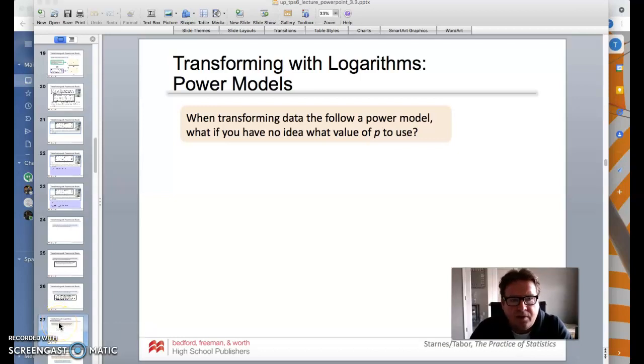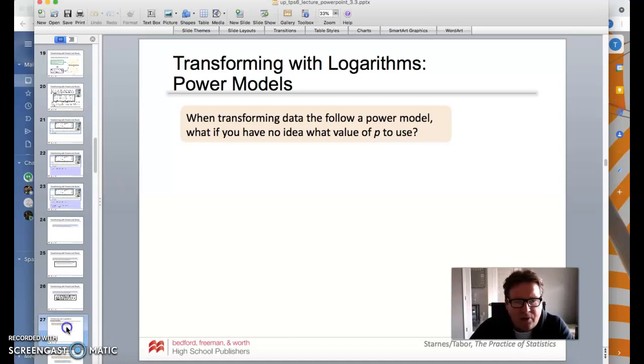All right, we're back here for the second part of 3.3, and we did some transforming with power models. This time we're going to do it with some logarithms instead. So when transforming data, follow a power model. What if we don't know? It should be squared, cubed, whatever it should be.